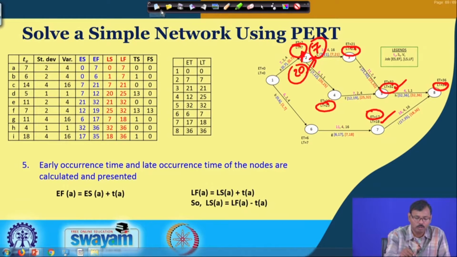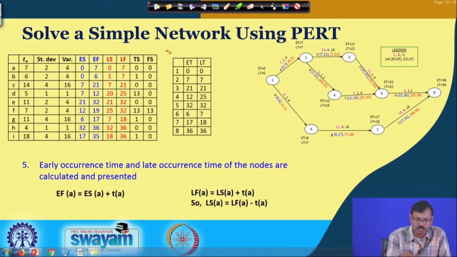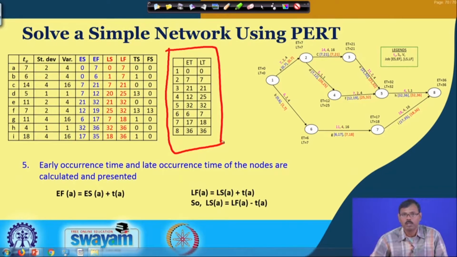In that way we have computed the early occurrence time and late occurrence time of each and every node, so that event-oriented project management can be carried out. That means the manager can think about whether they have reached this position at 7 or there is some delay, and whether they have reached this position at 32 or there is some delay.